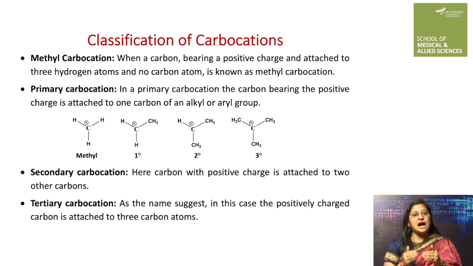And when the carbon bearing the positive charge is attached to one carbon of an alkyl or aryl group, it is known as primary carbocation. The second structure is of primary carbocation and is also represented by 1 degree. When the carbon with positive charge is attached to two other carbons, it is known as secondary carbocation, represented by 2 degree.